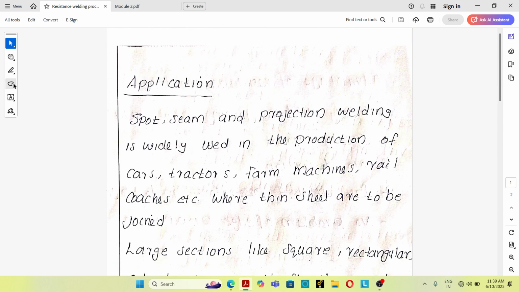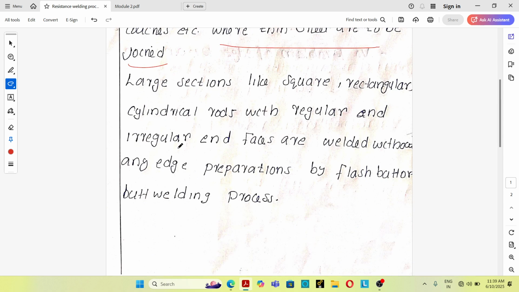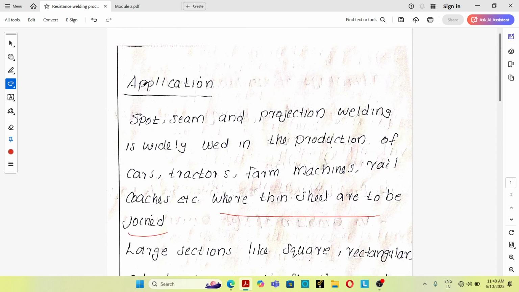So what are the applications of the resistance welding process? Spot, seam and projection welding is widely used in the production of cars, tractors, farm machines and rail coaches, where thin sheets are to be jointed. The main application of spot welding is in the automobile industry, where thin sheets are to be jointed. Large sections like square, rectangular and cylindrical rods with regular and irregular end faces are welded without edge preparation by flash butt or butt welding process. So these are the applications of the resistance welding process.